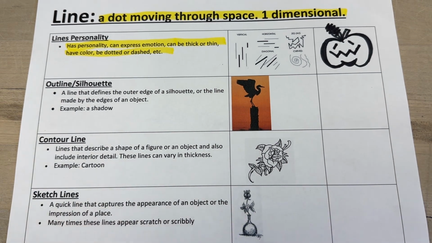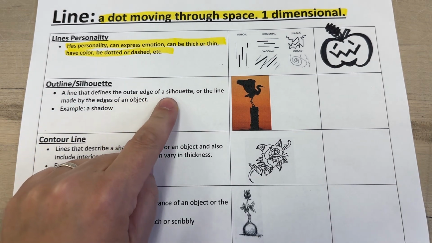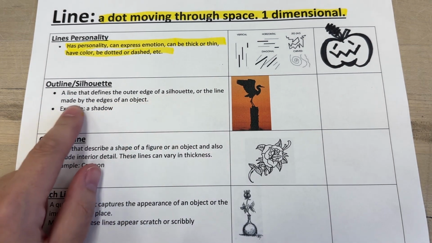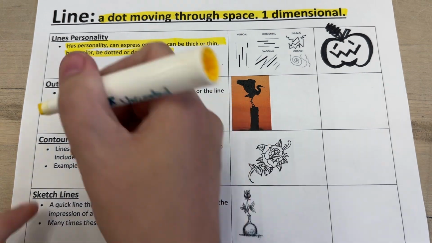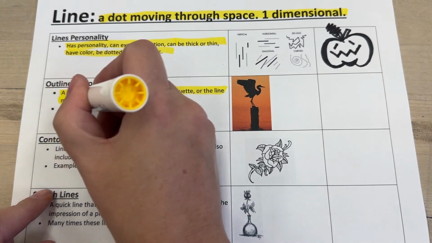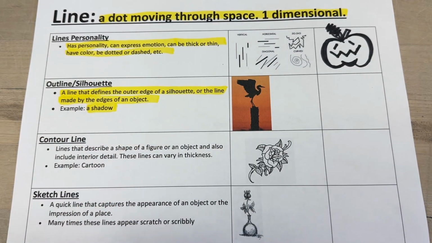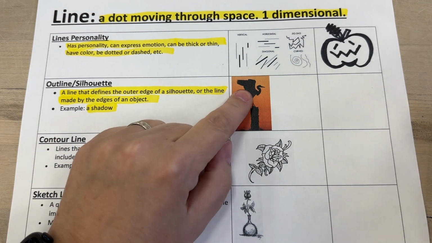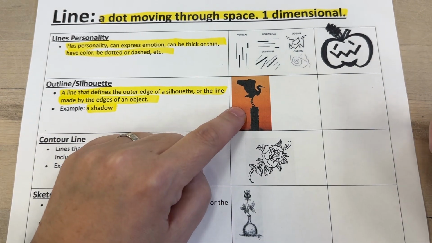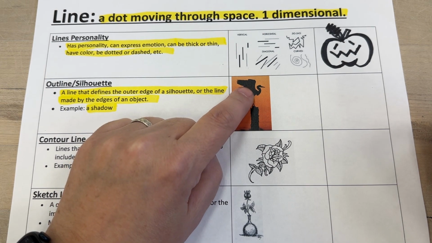Now for outline, so a line that defines the outer edge of a silhouette, or the line made by the edge of an object. So it's basically if you can see the object and you can see something in the background, or like a shadow is a good example. But if you can see the object like this bird, and it's significantly different from the background, and this part doesn't have any detail, that's a silhouette, right?